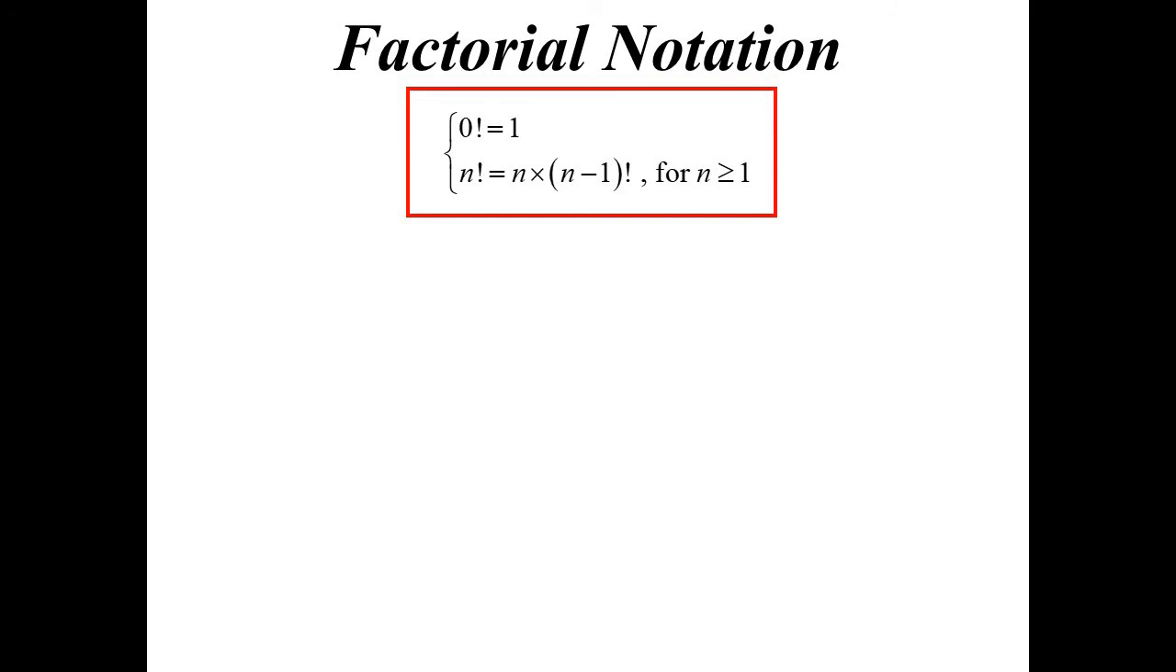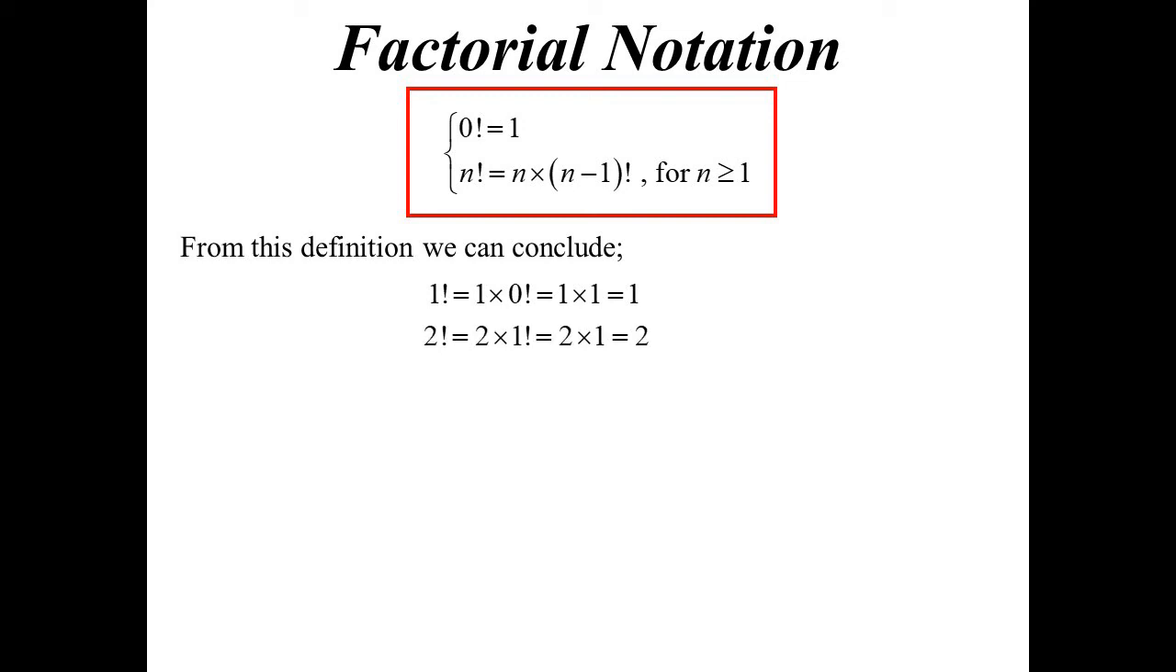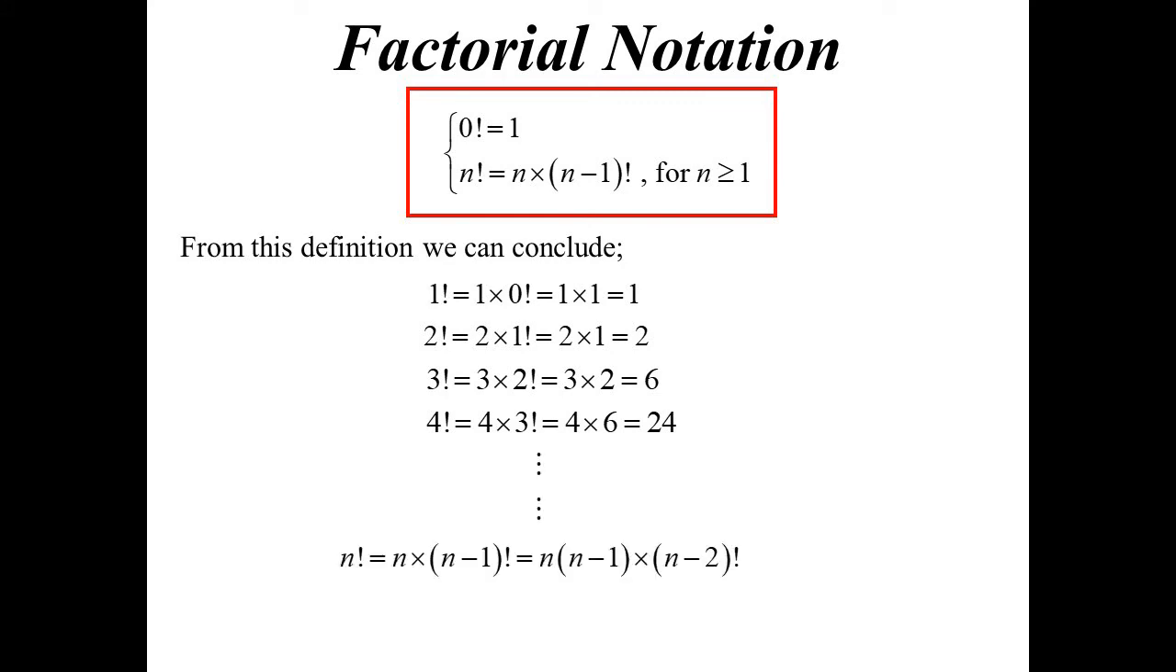So n factorial is n times (n minus 1) factorial. To work out 1 factorial, I would multiply 1 by 0 factorial, so again the answer is 1. To get 2 factorial, I'd multiply 2 by 1 factorial, and I'd get the answer 2. 3 factorial, I can keep going, is 3 times 2 factorial. 4 factorial is 4 times 3 factorial, and so on, and so on.